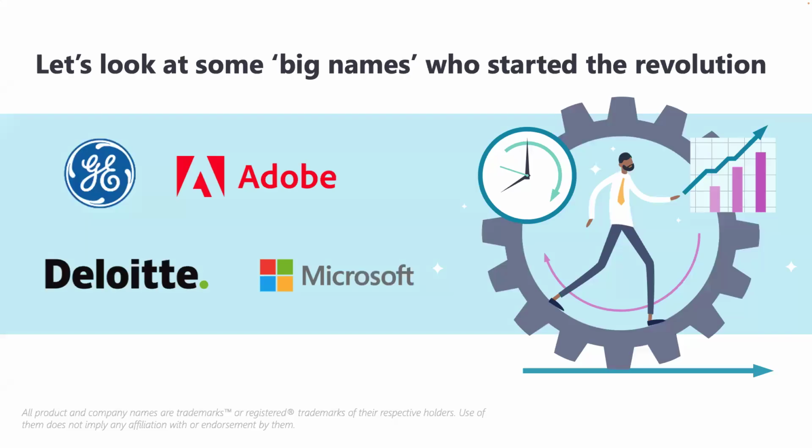And this revolution started with some big names who got a lot of attention for blowing up their traditional performance review process. This is GE, Adobe, Deloitte, and Microsoft. I want to talk a little bit about each one of these, but what's really important here is they deserve to get some attention. These are big organizations with huge numbers of employees spread across the globe, and they made fundamental process changes.